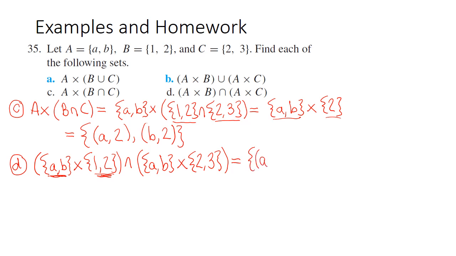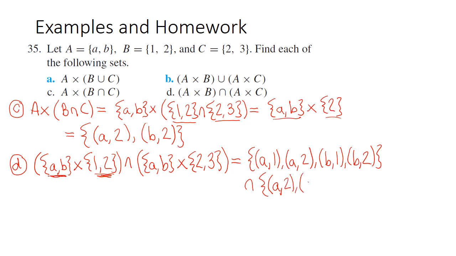Okay, so I'm going to need 4 ordered pairs. I'll do the ones that start with a first, just to keep myself organized. Then I'll do the ones that start with b. I always try to list these things in an organized way. Okay, and then I'm going to do intersect. And now I'm going to do the other Cartesian product. So I'll do it the same way. I'll do the ones that start with a. And then I'll do the ones that start with b.